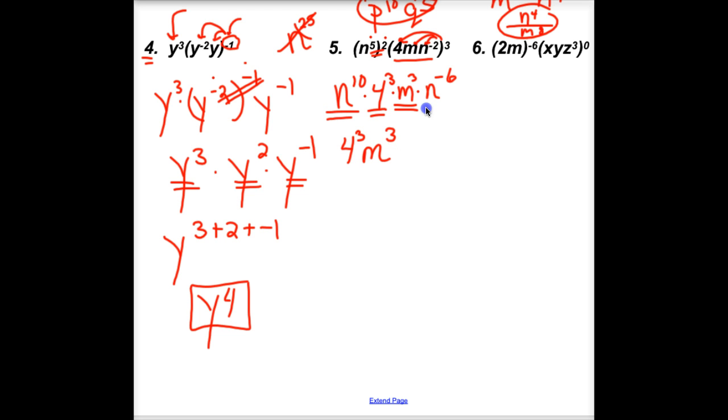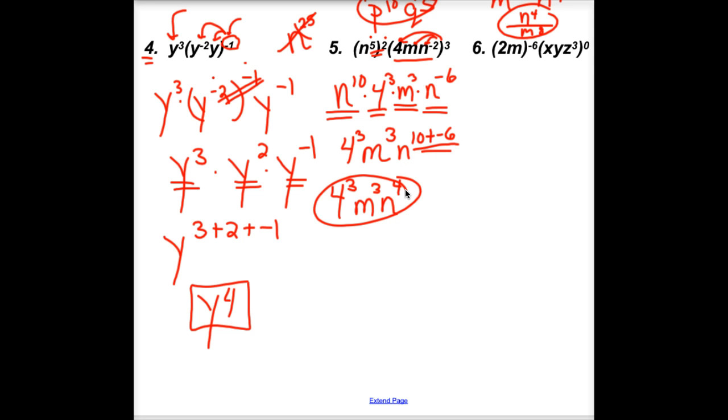Now I've got this same base. I don't just say, -60. I think about what I'm doing. I'm multiplying. When I multiply, I add those exponents up. So I've actually got 4 cubed, or 64, m to the 3rd, n to the 4th.